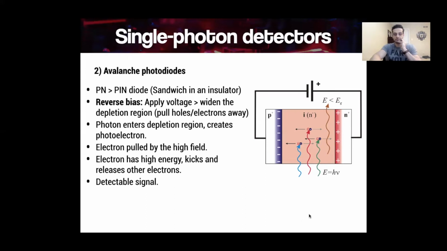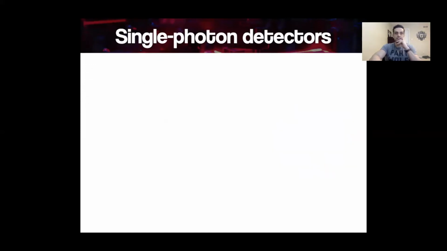So the photons come in here into the depletion region, liberate electrons, and then you get an avalanche effect. So it's called an avalanche photodiode. That's your single photon detector that uses the photoelectric effect.